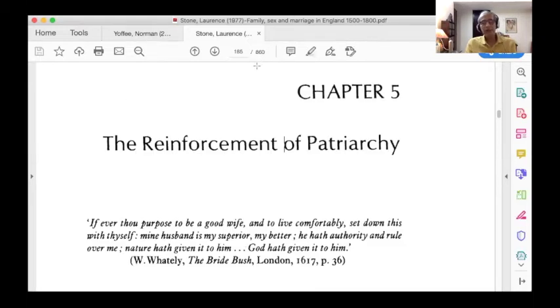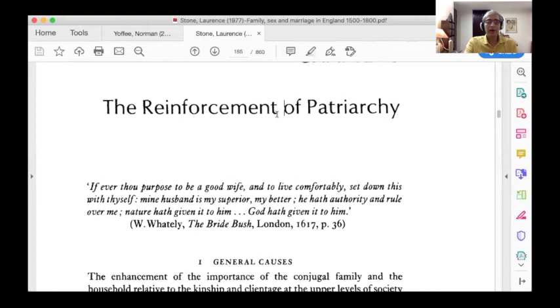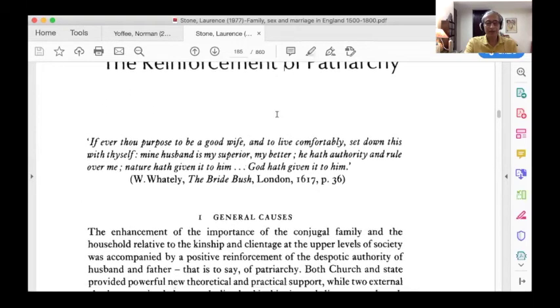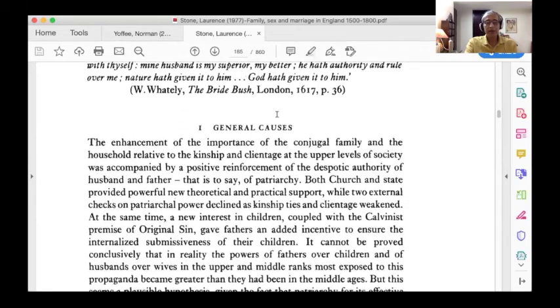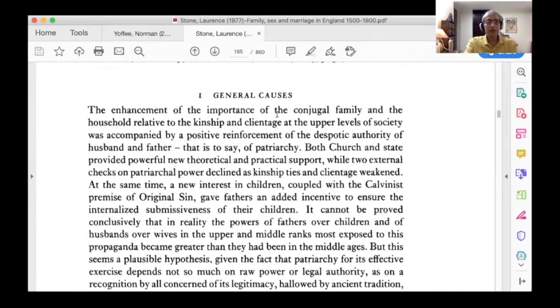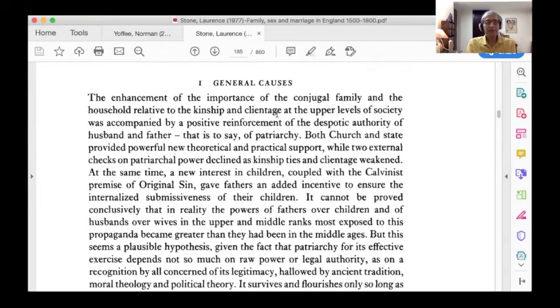Finally, we come to this part of the book, which is still early on in the book. He's talking about the 17th century, page 185 out of the 860 pages. It's a rather large book, as you can tell. But this is on the reinforcement of patriarchy. Right? I'm not going to read this epigraph. You will find it interesting, no doubt. But let me read the first paragraph again.